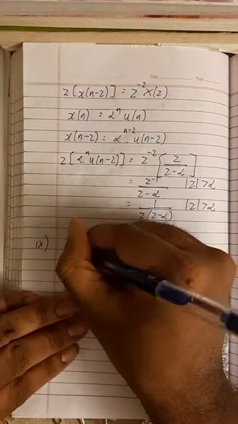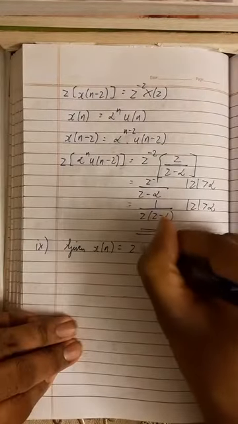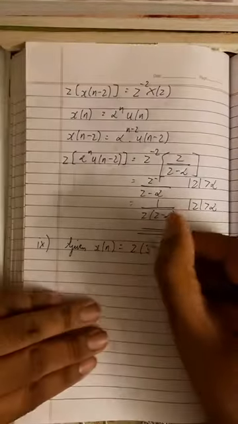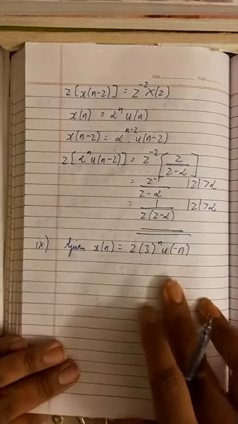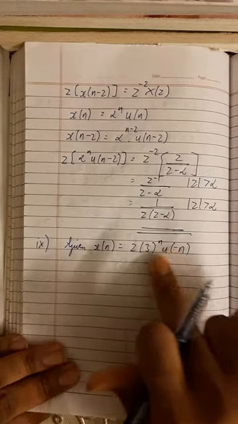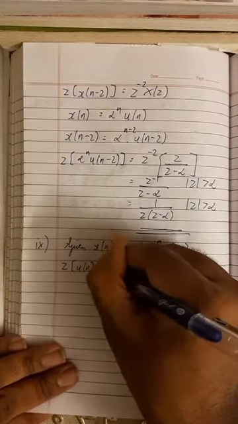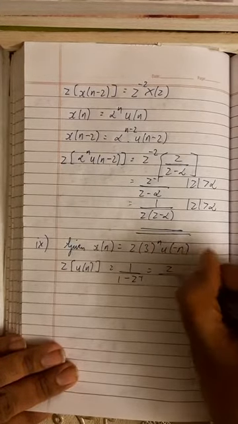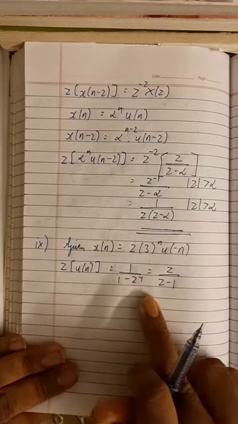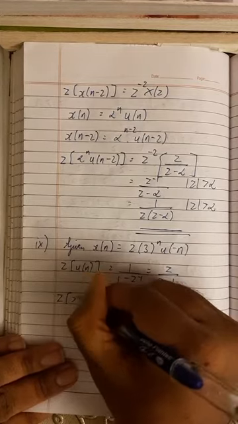Here we are given x of n is equal to 2 into 3 raised to n u of minus n. First we know the equation of Z transform of u of n: it is 1 by 1 minus Z inverse, which is equal to Z by Z minus 1.